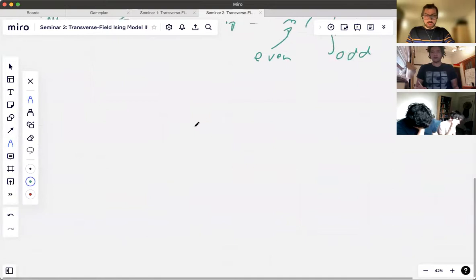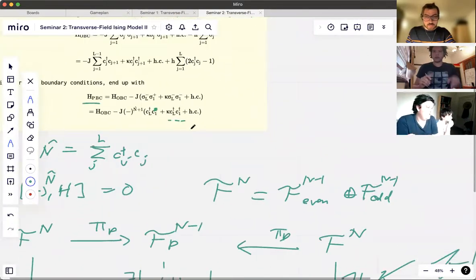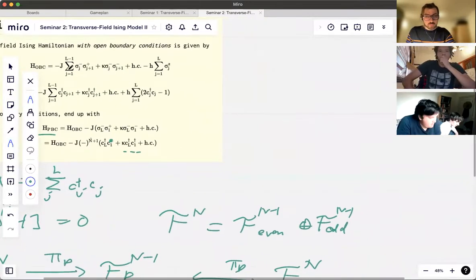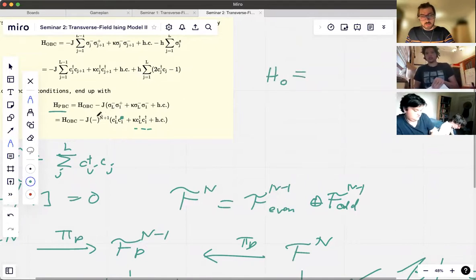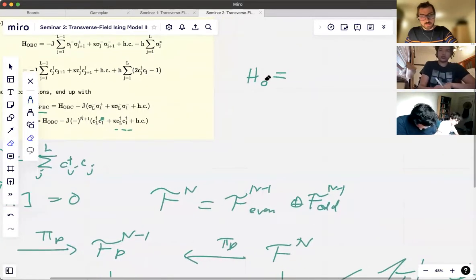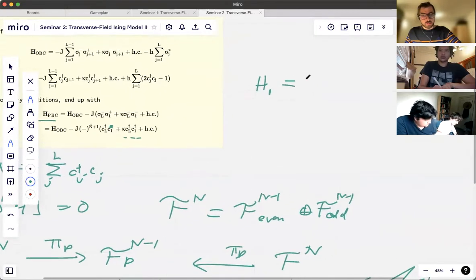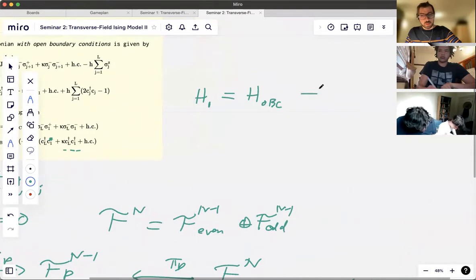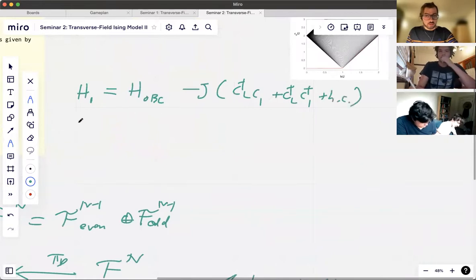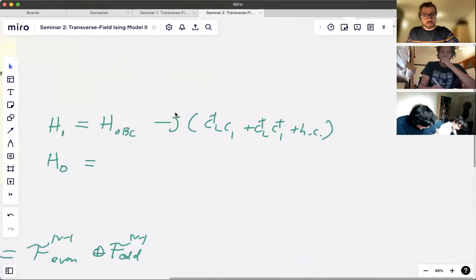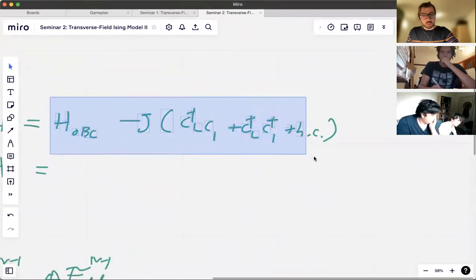So what do these look like? Well, if you go back to the original Hamiltonian, it's actually quite natural. We're going to define H odd. So n hat plus 1 is always even. H odd is going to be equal to H_OBC minus J times (c dagger_L c_1 plus c dagger_L c dagger_1 plus h.c.). And H even is going to be pretty much the same. H_1 is going to be that, but with a plus.